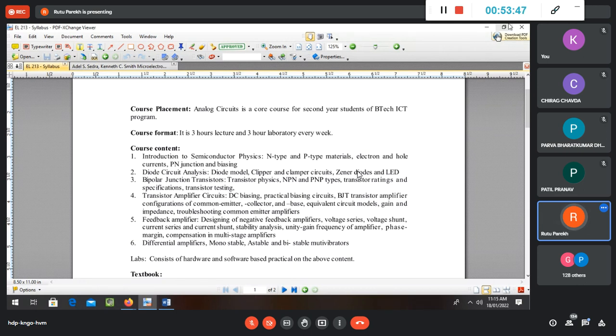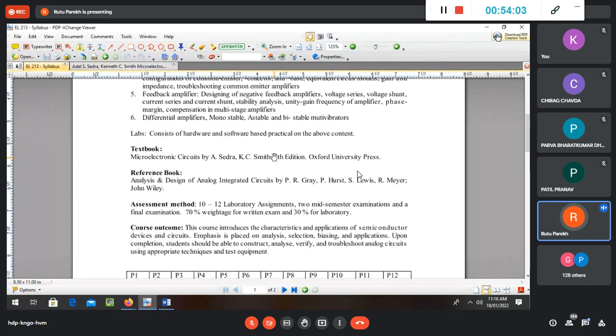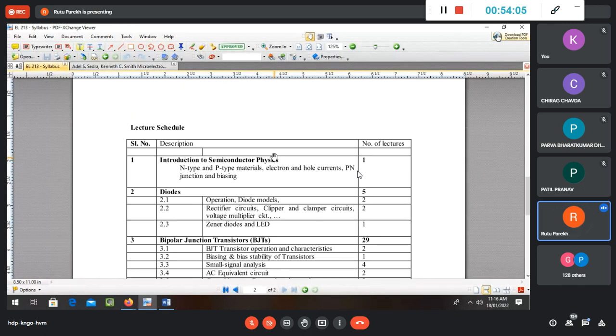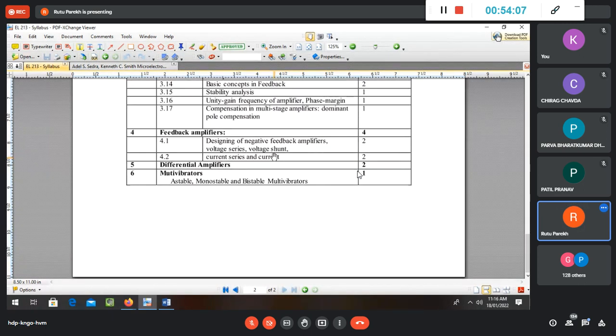You will not find this course taught at many good institutions because they don't have professors who can teach analog. Digital, I can, even a student can teach once he has done it. So that is the significance and importance of analog circuits. It's the base of digital. So that is all about analog.